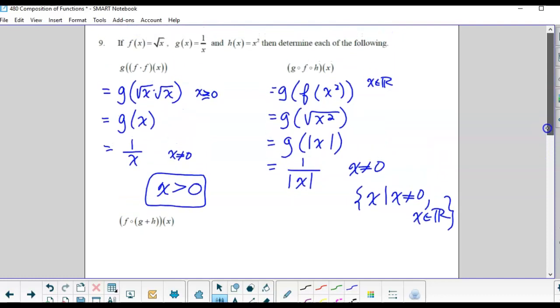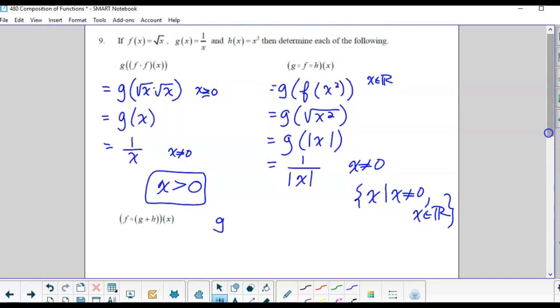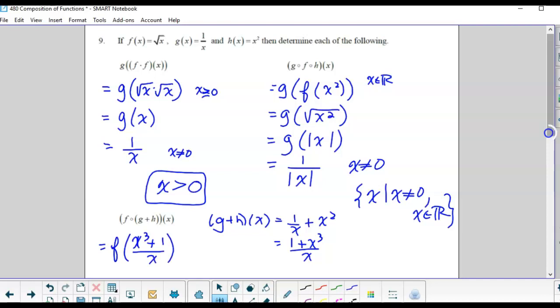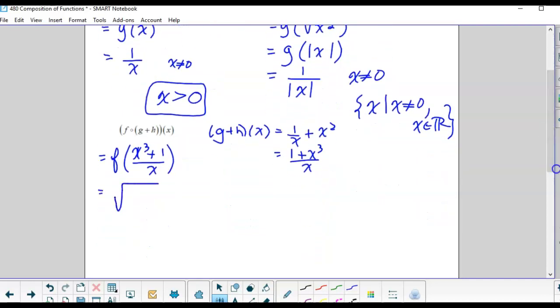Okay, then the next one, we're adding two functions together. So let's do g plus h of x. So g plus h. Might want to get a common denominator. That's going to be 1 plus x cubed over x. Okay, so then this is f of 1, let's put it in order, x cubed plus 1 over x. And then we're taking the square root. Okay, so this is a little bit harder.